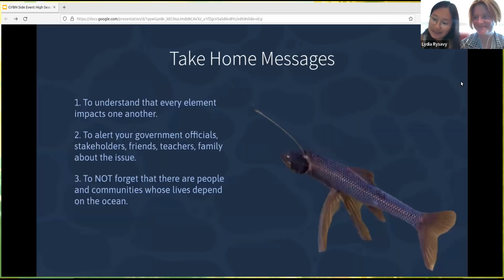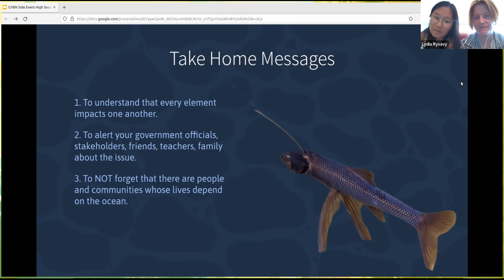Now we brought this tripod fish from deep down from the high seas, bringing some messages. The first one is that we have to understand that every element impacts one another. As we've seen on the previous slide, it's a cycle. We can't take one sector out. It's a whole package that we need in order to protect the high seas.